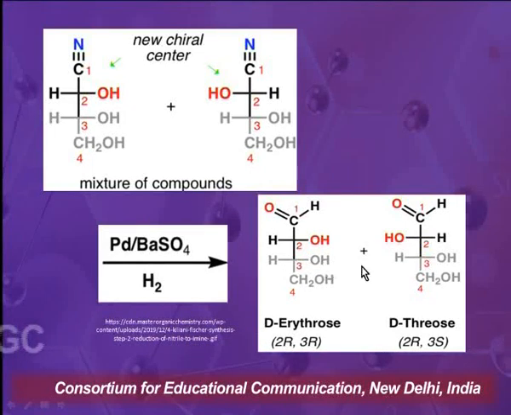When we look at these two structures carefully, we find in erythrose and threose, the configuration at the 3rd carbon is same, but configuration at this carbon is different. That means the configuration at both the chiral carbons is not different, it is different only at one chiral carbon, that is the 2nd chiral carbon. This carbon is chiral because it is attached to 4 different groups.